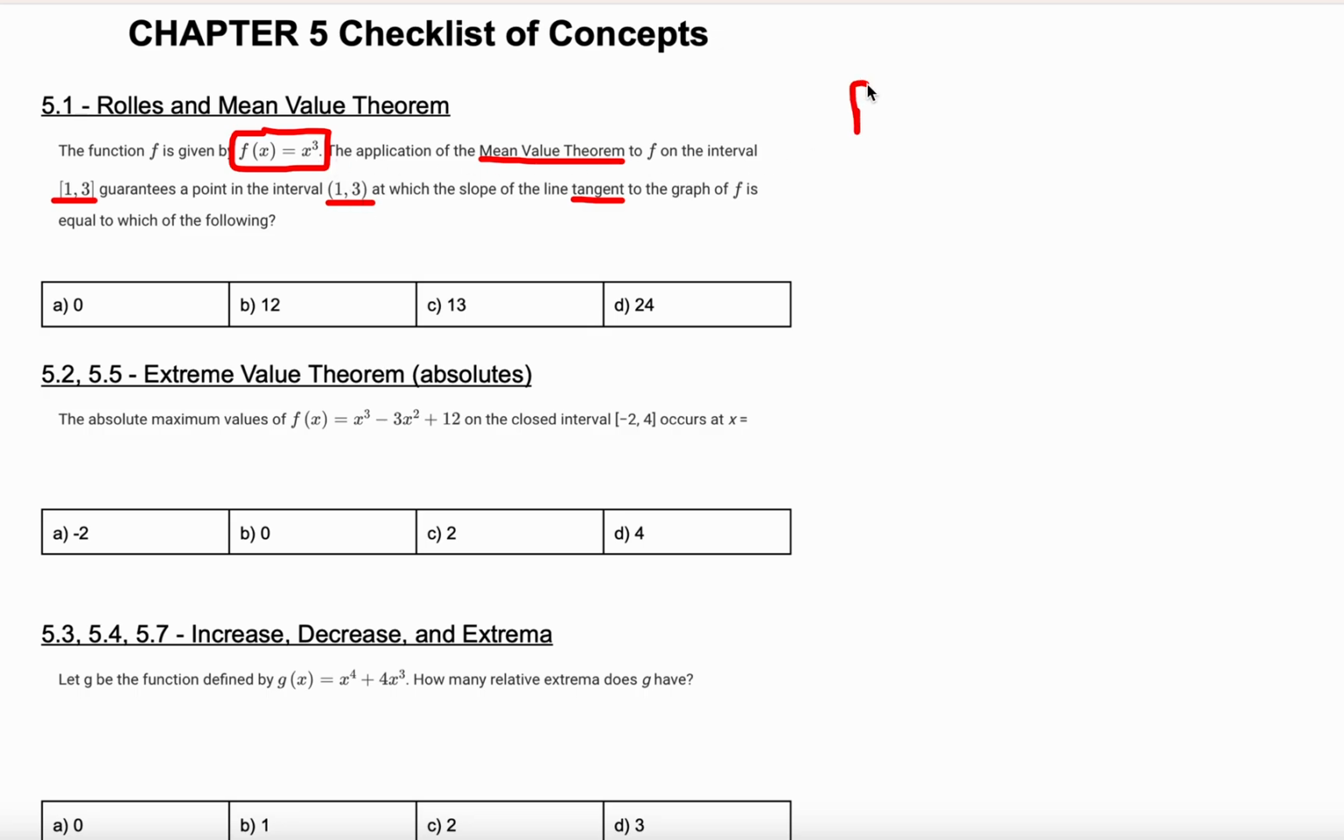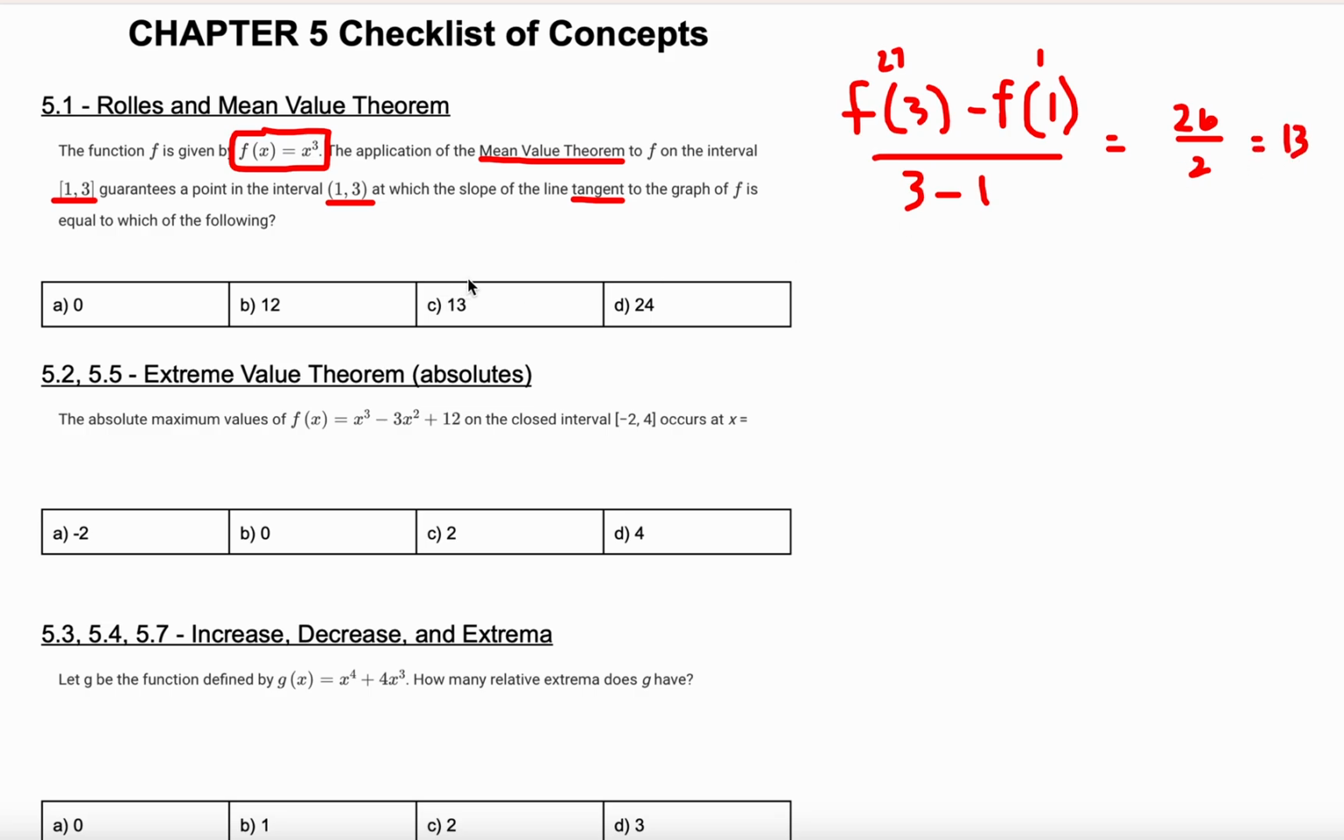So I can right off the bat get the average rate of change if I take f of 3 and subtract f of 1. There's my change in the outputs. And then if I do 3 minus 1, I get my change in the inputs. This is 26 over 2. I'm plugging the 3 in here, get 27. Plug the 1 in here and get 1. So 26 over 2 is 13.